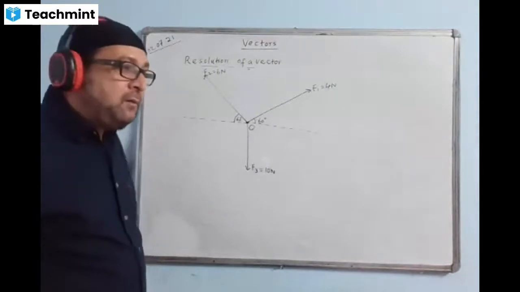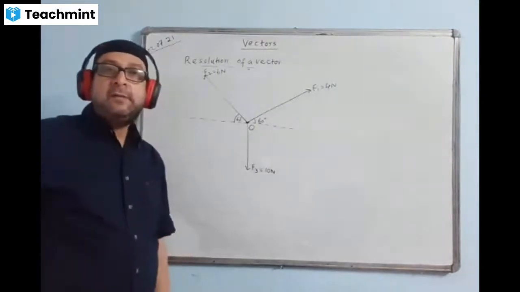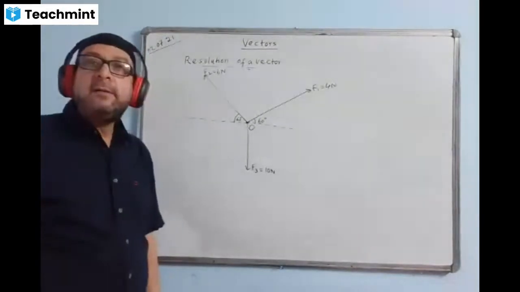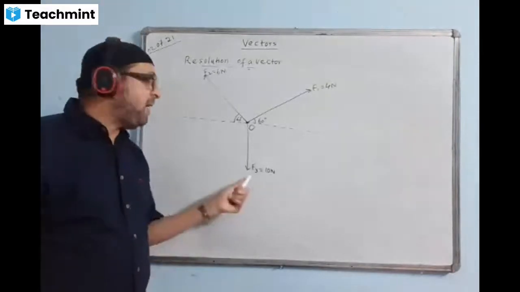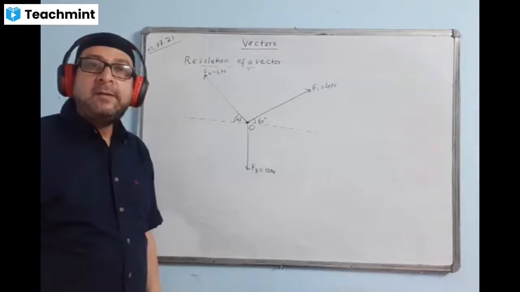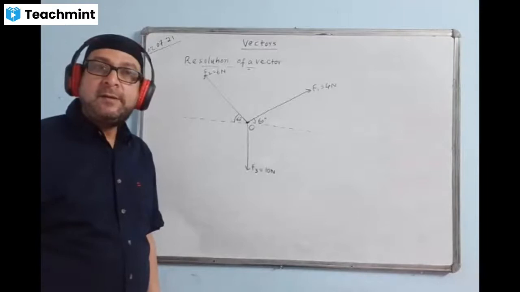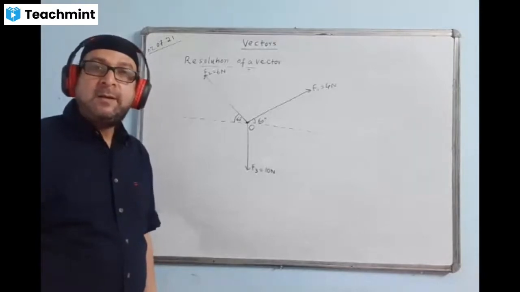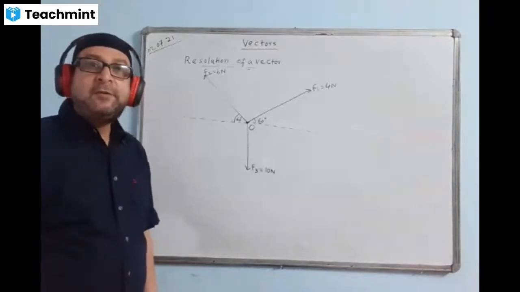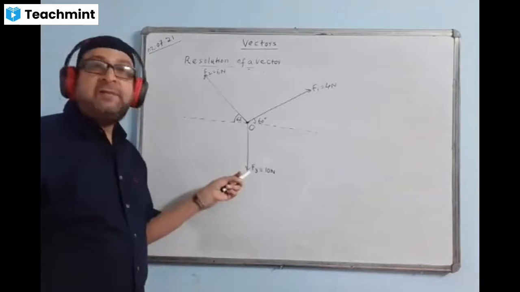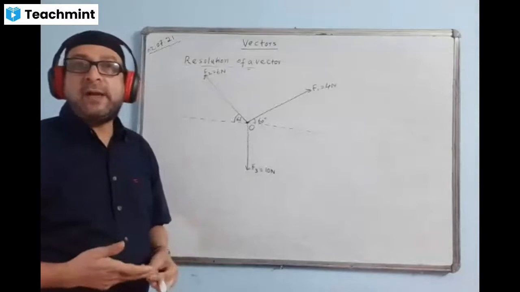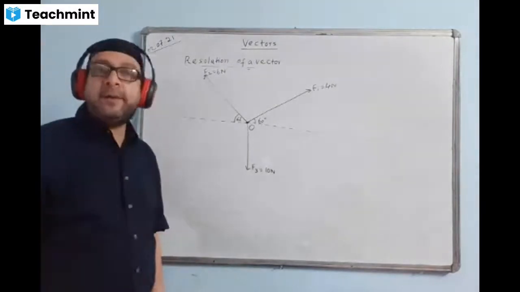Can you tell me which ones we can break into components? F1 and F2, very good. Can we break F3 into components? We can, but we will not. That's a good answer. You understood the concept. F3 is purely vertical. We can break it, but those components will not be in the horizontal and vertical directions. So that's why we will not break it.